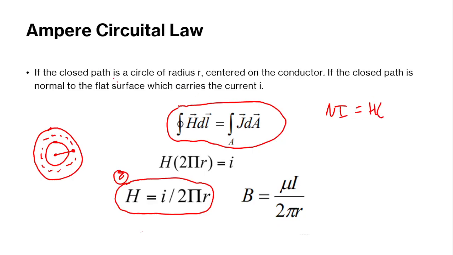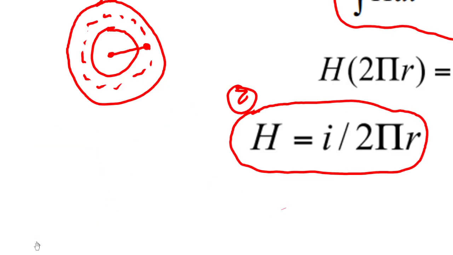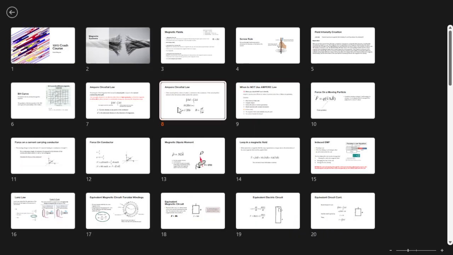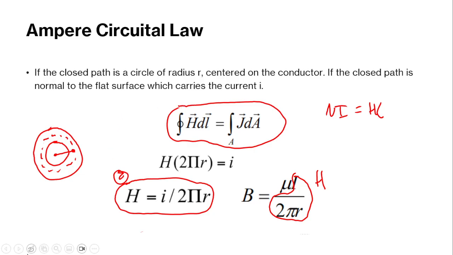Anyway, the next one: remember we know B is equal to mu times H, so we're basically just replacing H with this. You're placing this in the equation and you get the equation for B, just like normal. Alright, so you all good there?